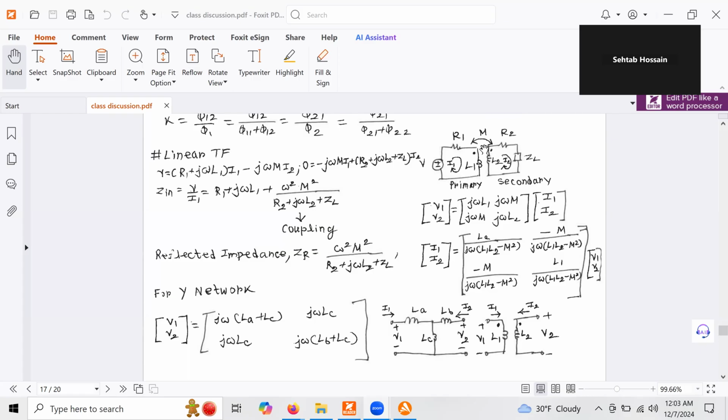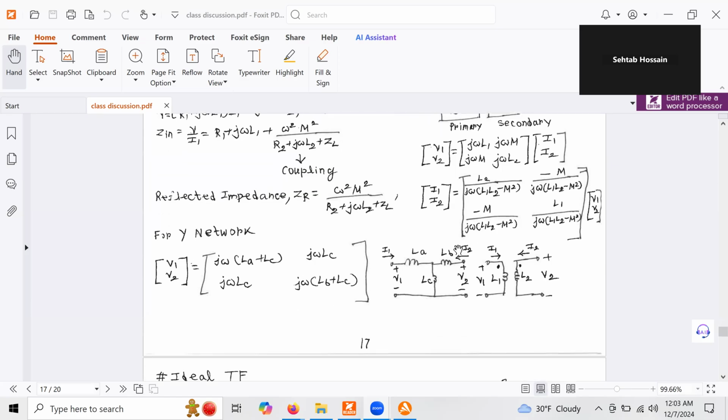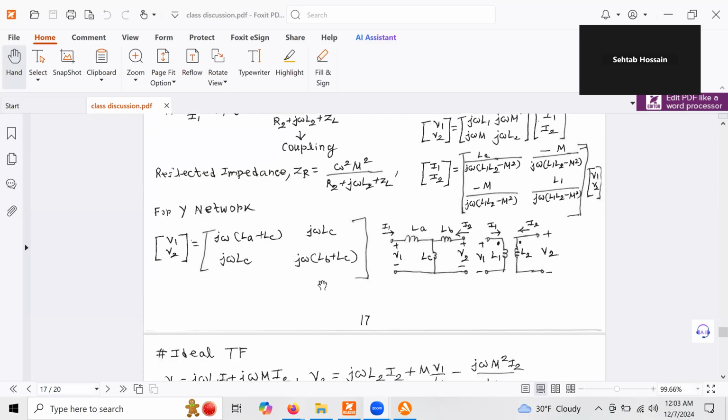If we want to express this in matrix format for V1 and V2, it will be just like this. For I1 and I2, it will be just like this. For the Y network, it will be just like this. So this is a Y network over here, a Y network over here, and I have a transformer over here.